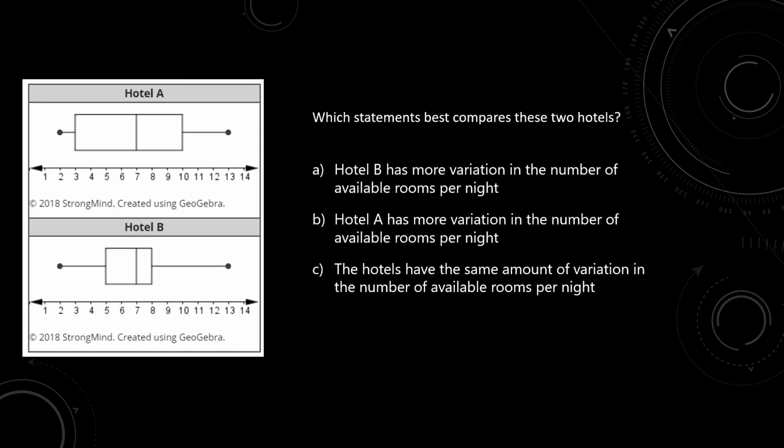Which statement best compares these two hotels? All right, so we have Hotel A and Hotel B, and we're talking about variation, and right off the bat, Hotel A I automatically know is going to have more variation because this center part here, the box itself, is larger than Hotel B. So Hotel A has more variation in the number of available rooms per night because that box is larger than the box for Hotel B.